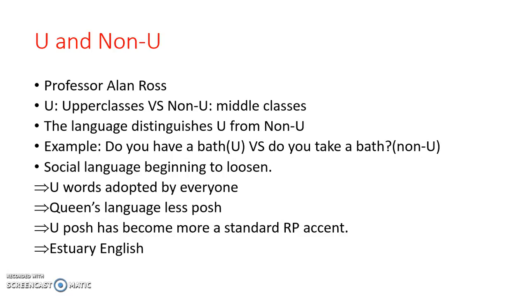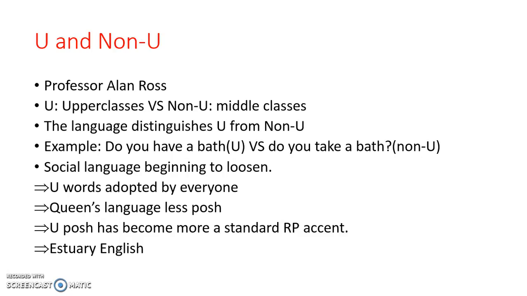U and non-U. Professor Alan Ross wanted to differentiate between U language and non-U language, so upper class and middle class, because only the language distinguishes someone who is U from non-U. Example: do you have a bath? The verb to have indicates that you speak with a U, then you're actually using U words in that context. But if you say do you take a bath, then you speak with a non-U construction.